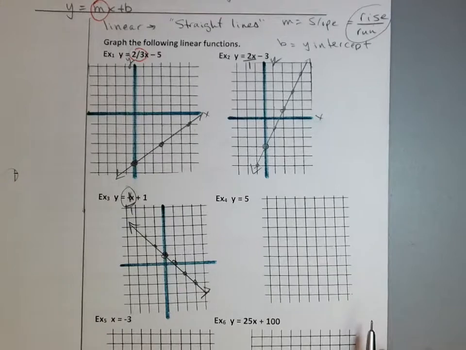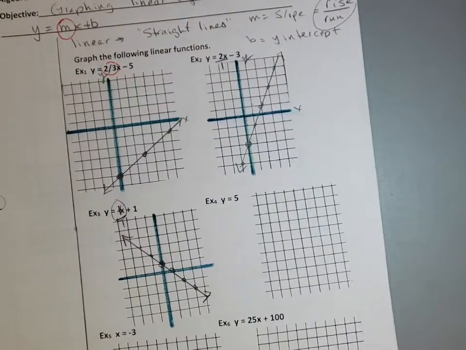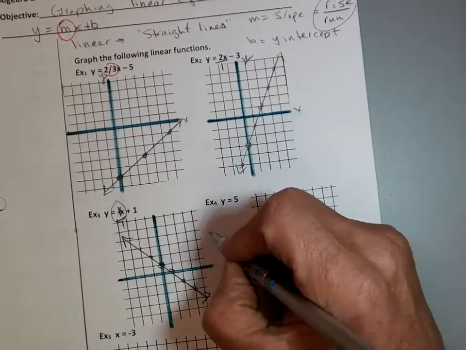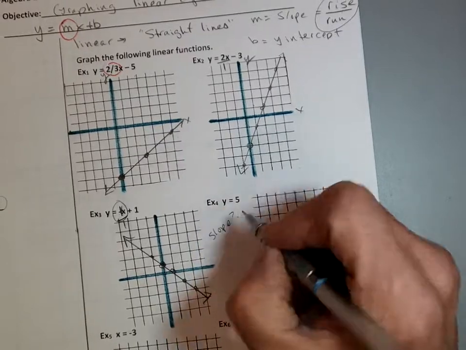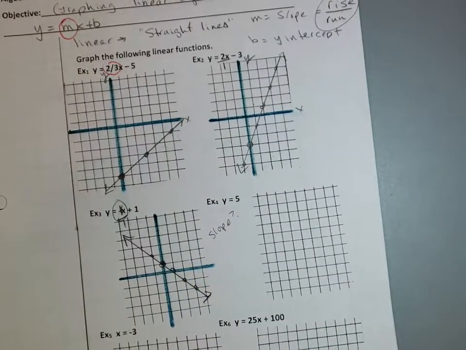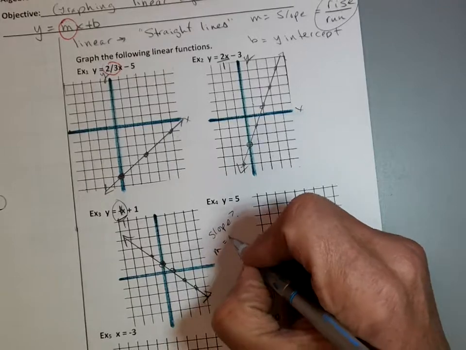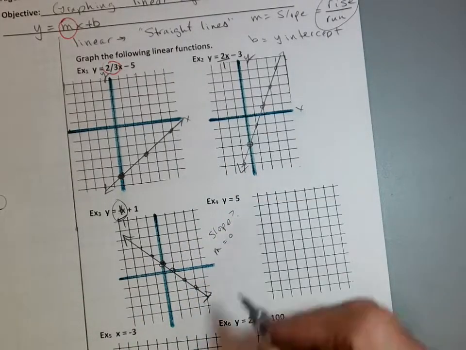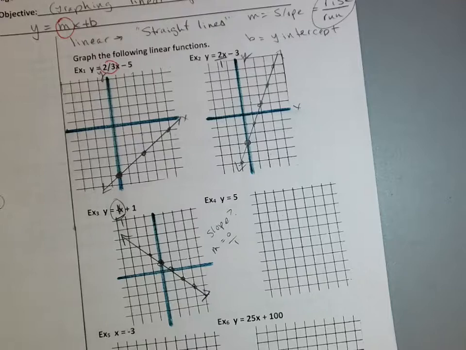Okay, now, example 4, y equals 5. What's the slope? It has a slope, believe it or not. It really does. It's 0. So slope is 0, and it's like cross-country skiing. It's not like downhill skiing, not the fun stuff. You're going to go up 0 over 1. Up 0, so just going flat, right? Horizontal.